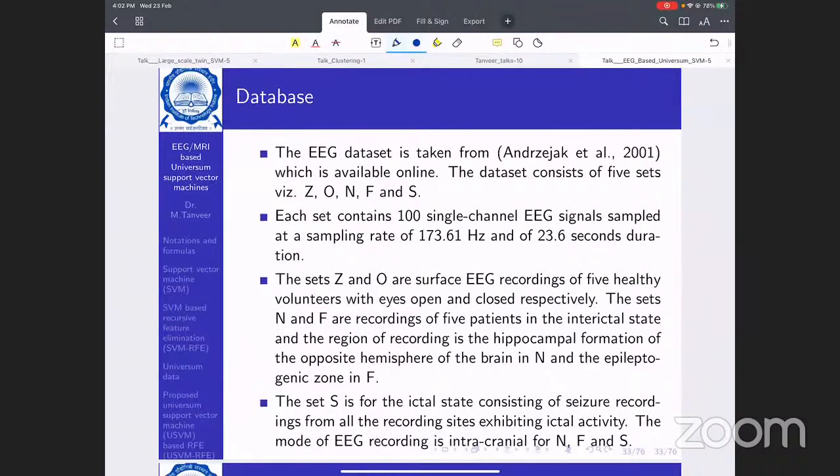Sets N and F are recordings of 5 patients in the interictal state. The region of recording is the hippocampal formation of the opposite hemisphere of the brain in N, and the epileptic zone in F. Set S is for the ictal state, consisting of seizure recordings from all the recording sites exhibiting ictal activity. The mode of EEG recording is intracranial for N, F, and S.